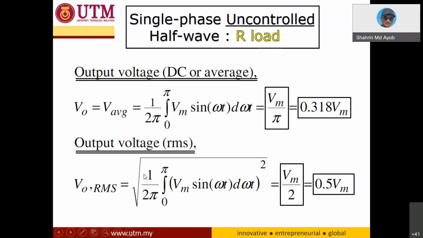Okay, so the RMS output voltage, the equation is 1 over period, and then you need to integrate from 0 to the full cycle, the function of your output voltage, squared. So that is the general equation for the RMS. If you can recall, during your SEE4433 I have also shown you the general equation for the RMS. And this is simplified as Vm over 2, which is 0.5 Vm. So this is a very important parameter. I think you need to memorize this.